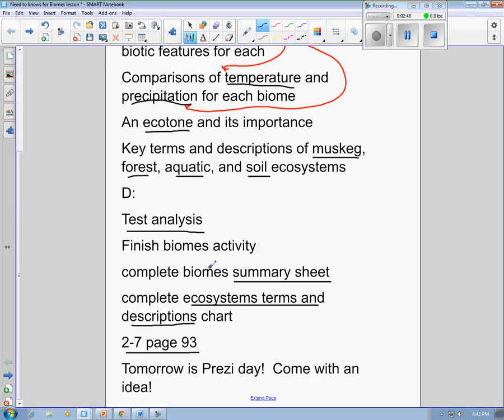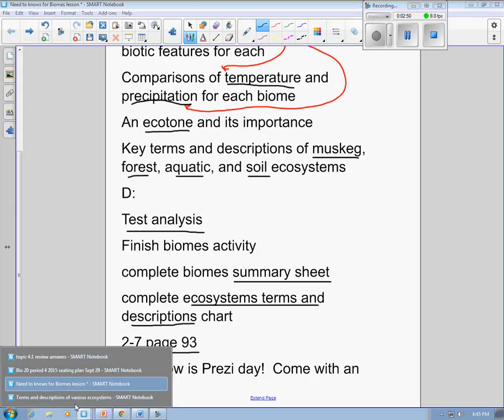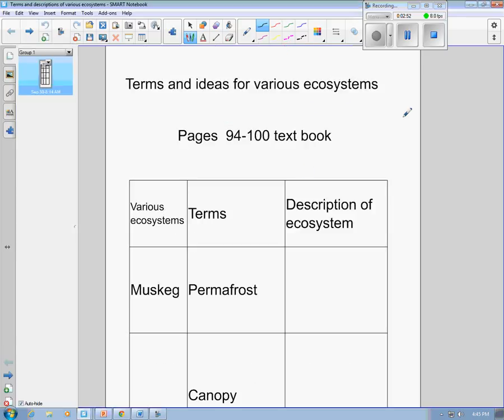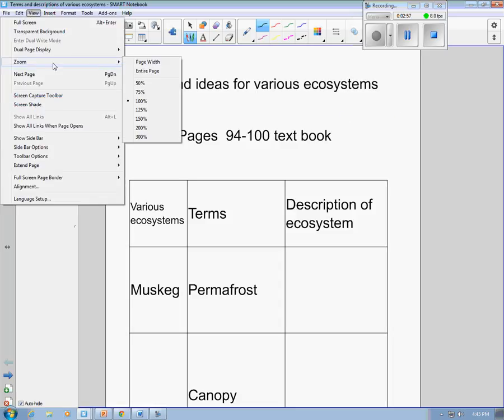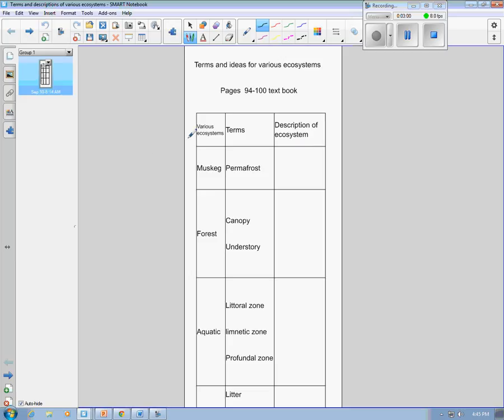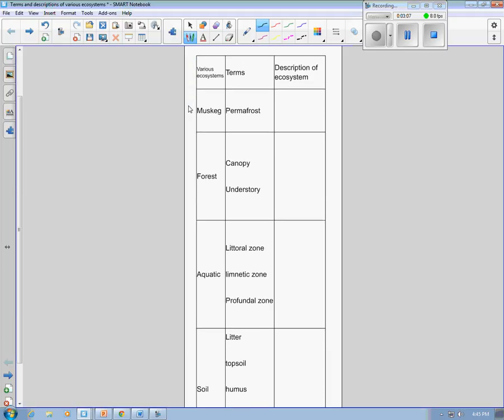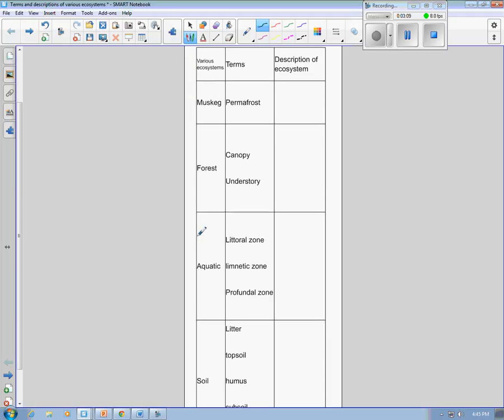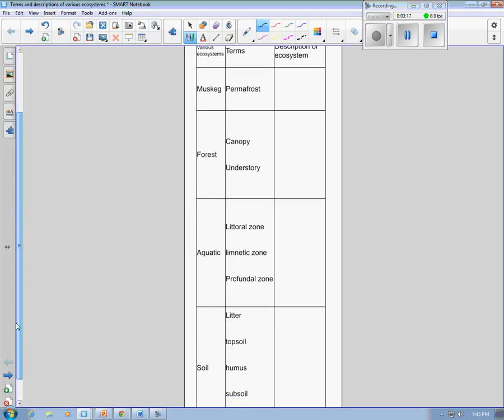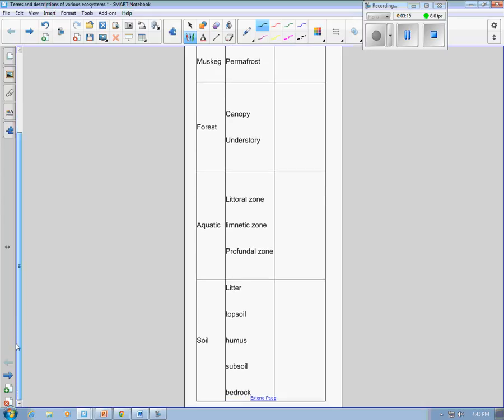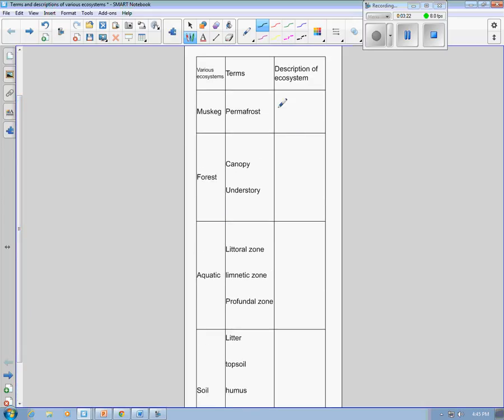So that's that handout. And then the last one is this terms and descriptions of various ecosystems. So maybe I will zoom this out so you can see the entire page. This is based on pages 94 to 100 in your textbook, and all you are simply going to do is write down these 4 ecosystems, the key terms that belong to that ecosystem. There's one just below for soil that you can't see. There it is, bedrock. And then a description of that ecosystem.